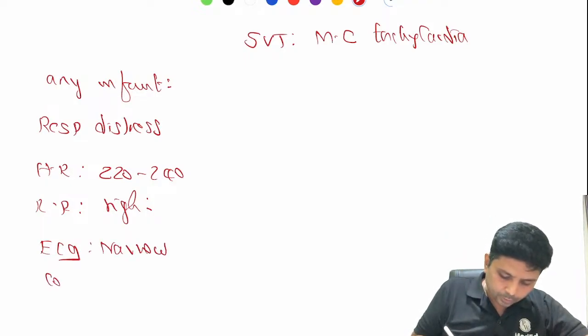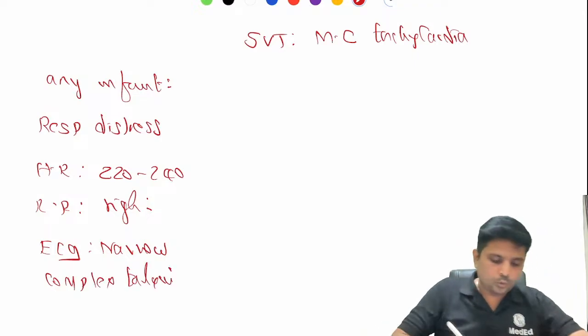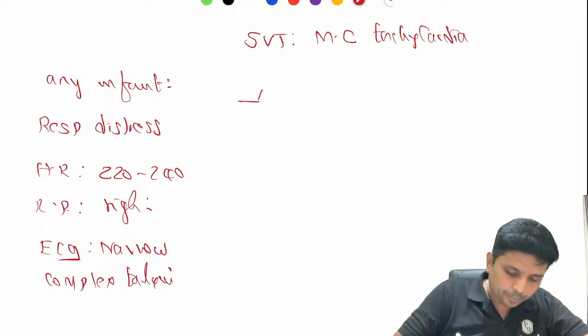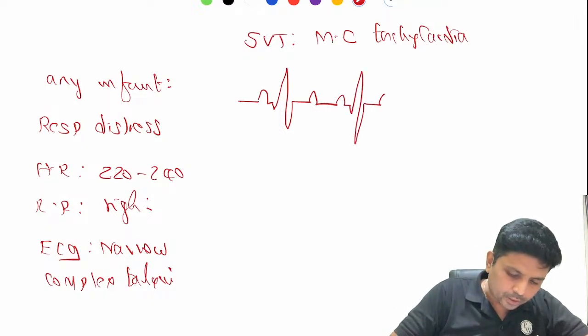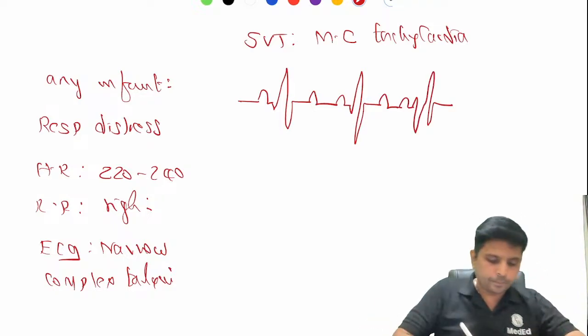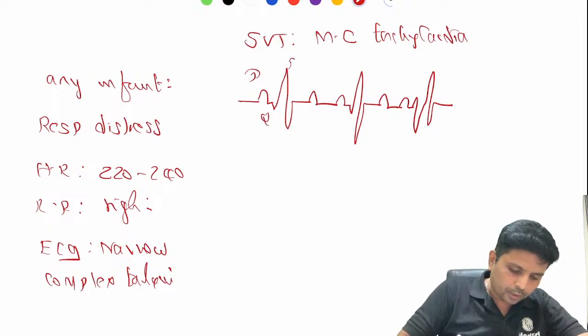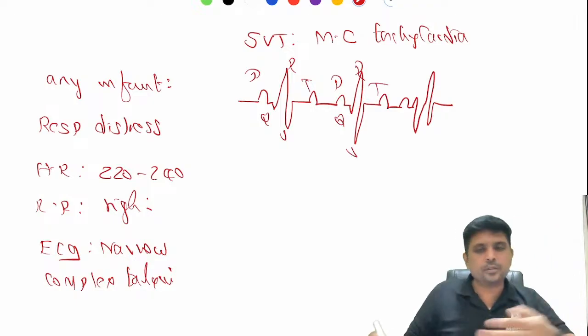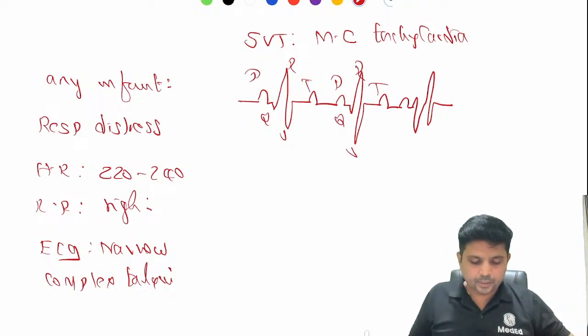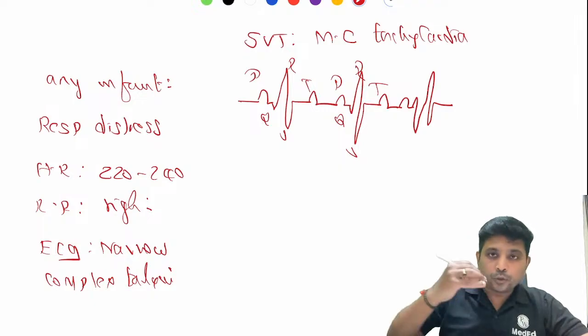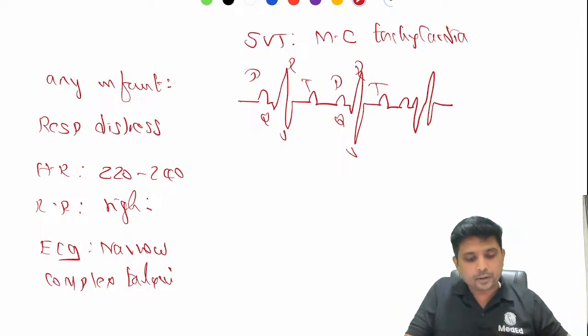Normally you have a P wave, Q wave, R, S, T. Again you have a P wave, QRST, and again a P wave, QRST. This is the normal pattern. So what happens in case of SVT, supraventricular tachycardia?